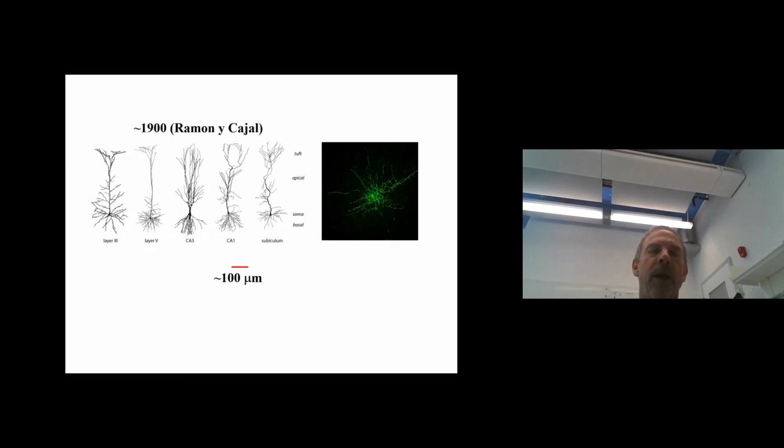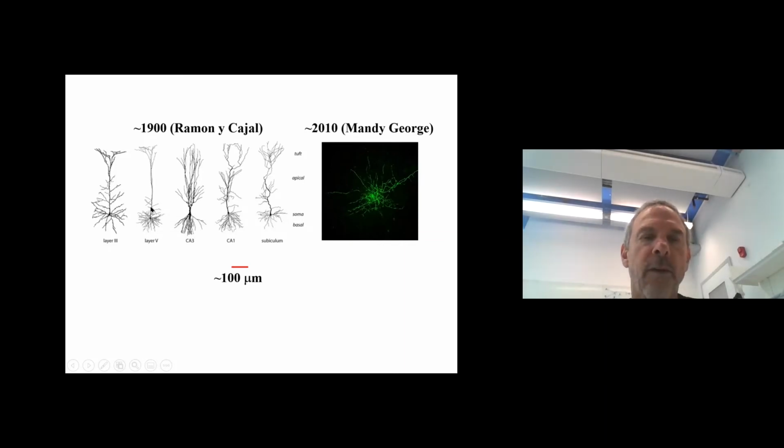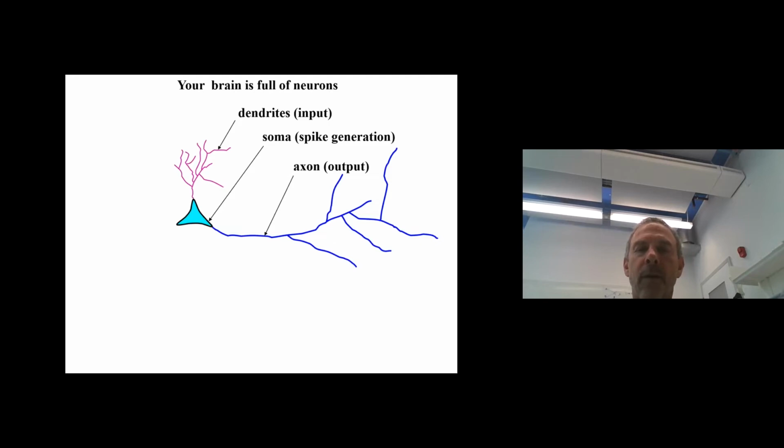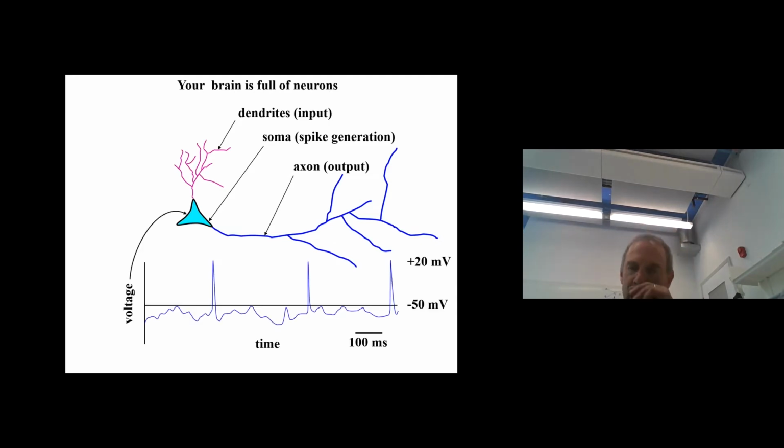This one's from Ramon Cajal, a famous neuroscientist around 1900. This is a more recent picture, which isn't nearly as nice, but you can see the cell bodies live down here, and these are dendritic trees. They're not showing axons. They go up a long way, and they can make lots of connections. What's interesting about neurons is that they spike.